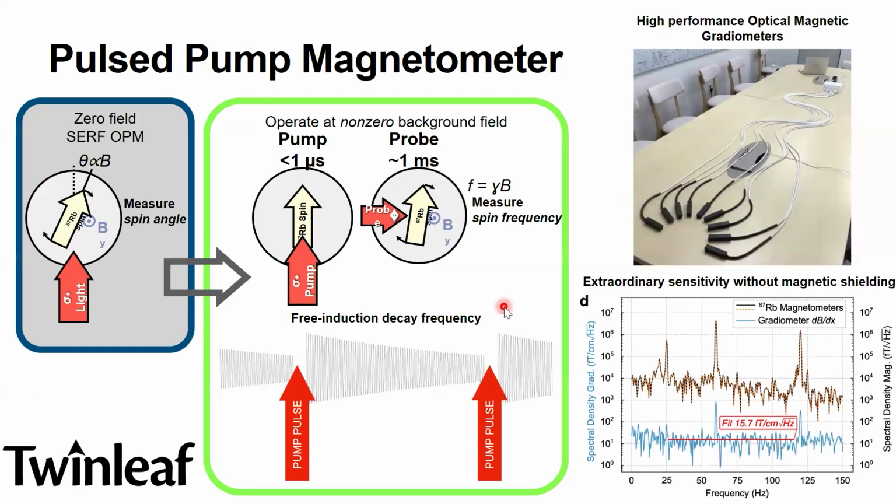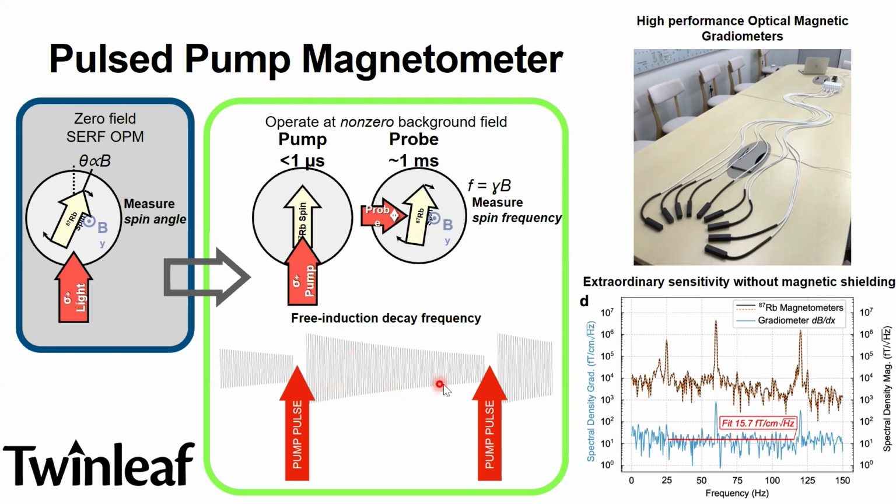Okay, and then the magnetometer from Twin Leaf, this is a pulsed magnetometer. The typical zero field magnetometer has a continuous laser beam on, and we measure this angle of rotation. In the case of the pulsed magnetometer, you first apply the pulse, and then the spins all get aligned. This happens in about 1 microsecond. Then you turn that pulse off, turn the pump light off, and then you start probing. Because this is happening at the Earth's magnetic field, it's precessing very rapidly at several hundred kilohertz.